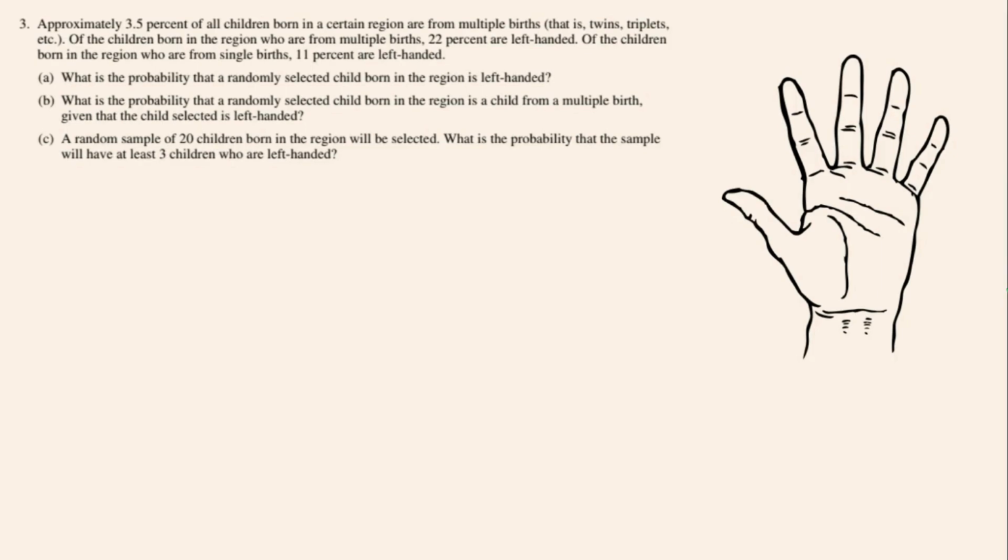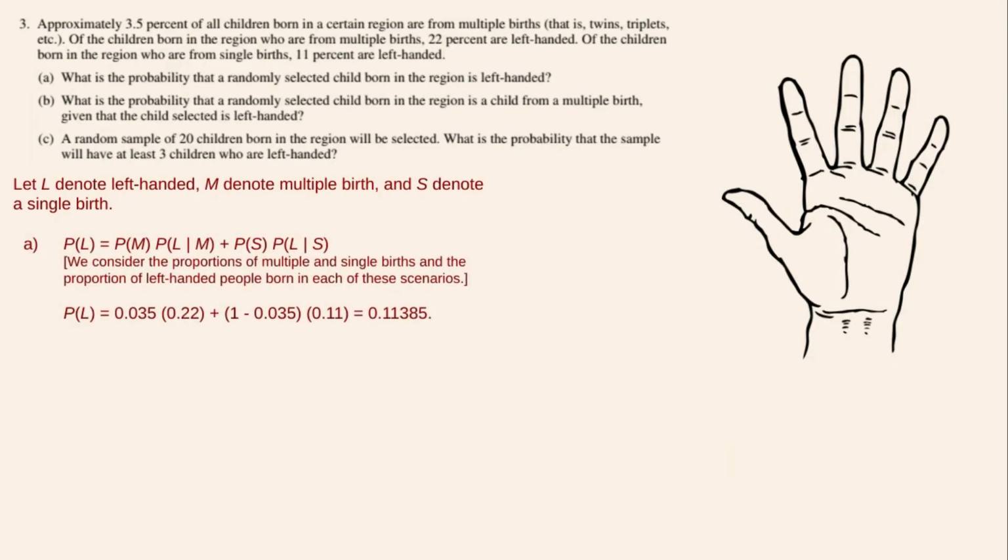Letter A. What is the probability that a randomly selected child born in the region is also left-handed? Take a moment, try this one on your own, and then unpause the video to check your answer. All right, I'll assume we're ready to continue. Here's A. We're going to let L denote left-handed, M denote multiple birth, and S denote a single birth. We're going to use this throughout the whole explanation for this problem.